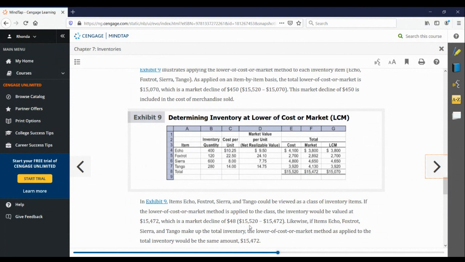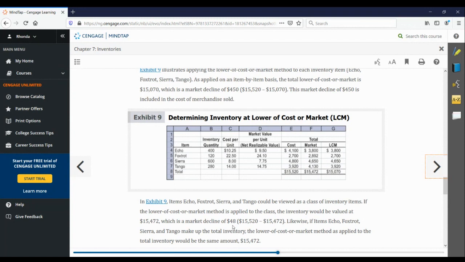So if we took the 15,520 cost and subtracted the market, which is the net realizable value that we get if we're valuing this as a whole amount, if we subtract the two, it's going to give us $48. And $48 would need to be shown as a reduction in the merchandise inventory.